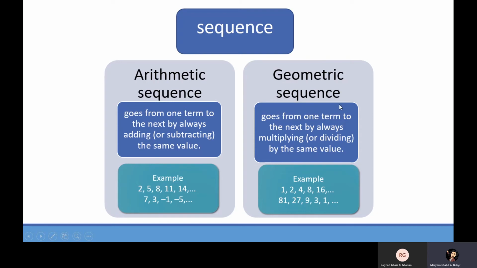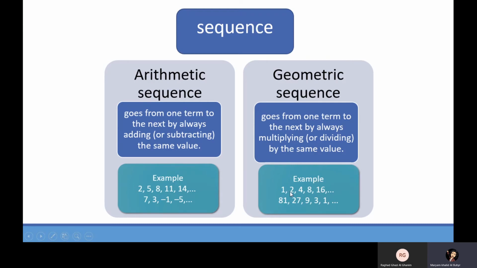While a geometric sequence goes from one term to the next by always multiplying or dividing. You might see it in your book as the common ratio, but I wrote it like this just to make it simple. So here is the example.